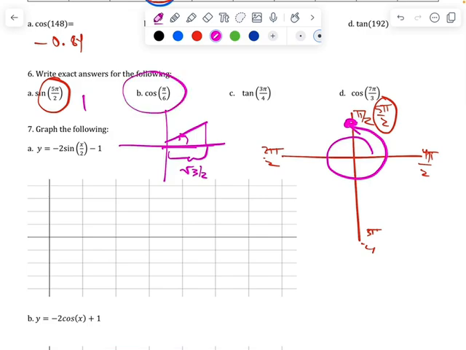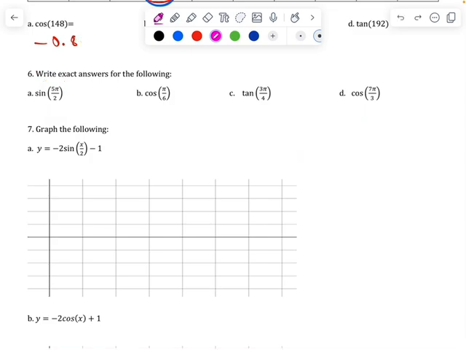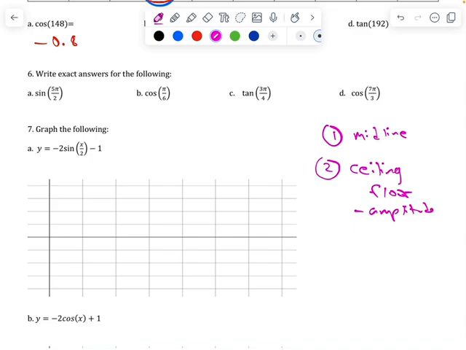Let's do these graphing ones really quick. Let me get this all erased first. All right, graphing ones. Here's a process. Number 1, draw the midline first. Number 2, after you draw the midline, draw a ceiling and a floor based off of the amplitude. And then number 3, deal with the period of the function.